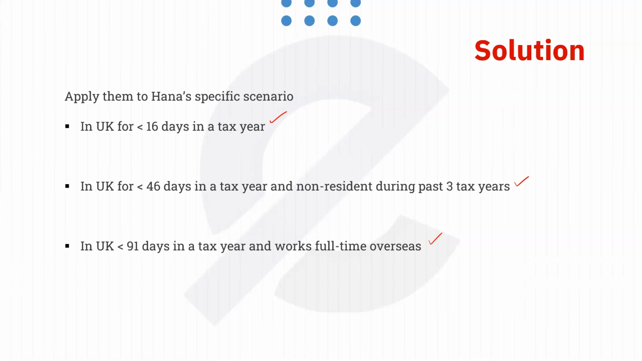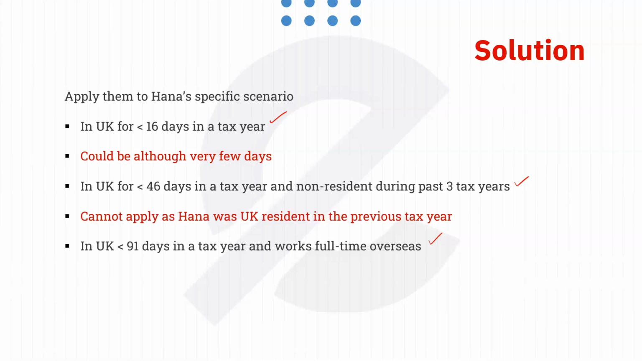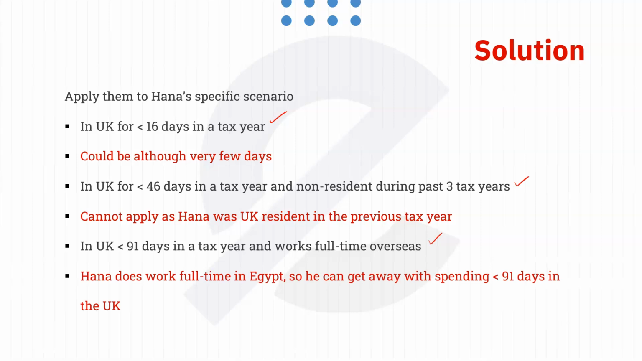Now let's apply this to the circumstances of Hannah. He could just be in the UK for less than 16 days. This is a viable option, but these are too few days, and the requirement does focus on maximum days. So let's look at the next. We can't choose less than 46 days because Hannah was previously UK resident. The third option, however, could work as Hannah works full-time in Egypt in the current tax year. So he can get away from being treated as a resident as long as he spends less than 91 days in the United Kingdom.